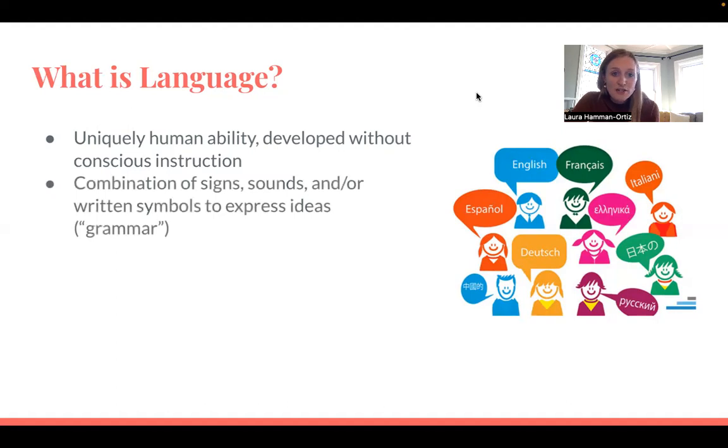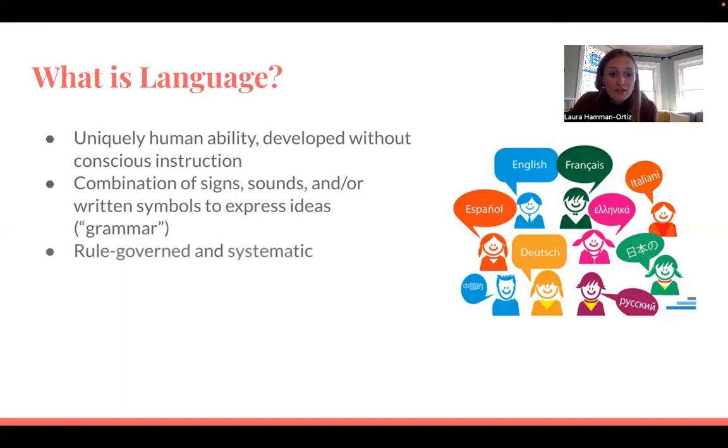Language is also a combination of signs, sounds, and/or written symbols to express ideas. I think this is a helpful definition to work with when we think about language. Linguists refer to this as a grammar. So they're using the word grammar differently than how you may have traditionally heard that term defined. So not to talk about or refer to rules, like, when to put I before E except after C, and remembering to put periods and how to structure sentences. Grammar, when linguists use the term, refers to the whole collection of signs, sounds, and symbols that are a part of a language. And we use that combination to express different ideas.